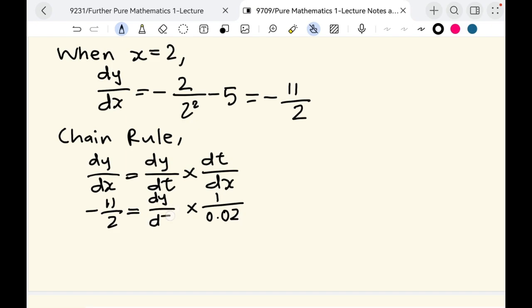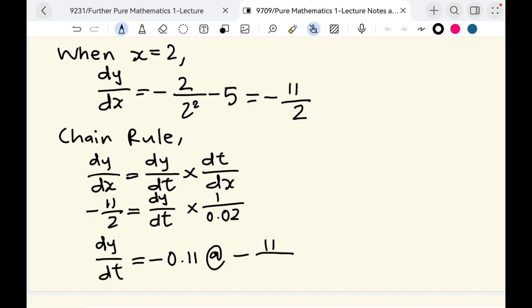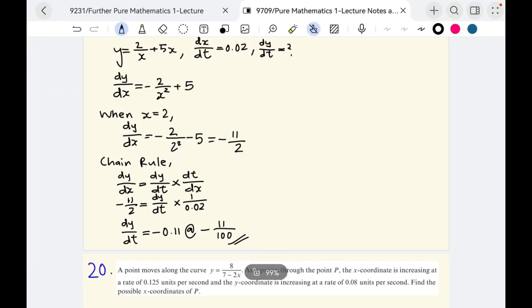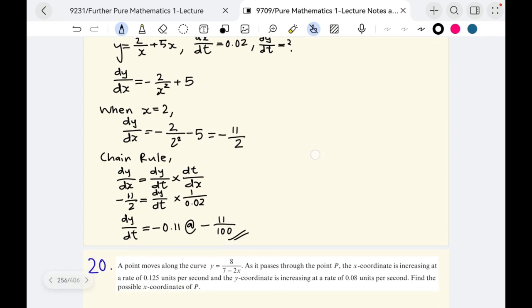And don't forget the dy dt. So eventually the dy dt you obtain must be negative. Until here we can confirm the y coordinate is decreasing because of this sign, which you will get negative 0.11, or you can write it as the fraction negative 11 over 100. That is your answer for the rate change of y at x equals 2.